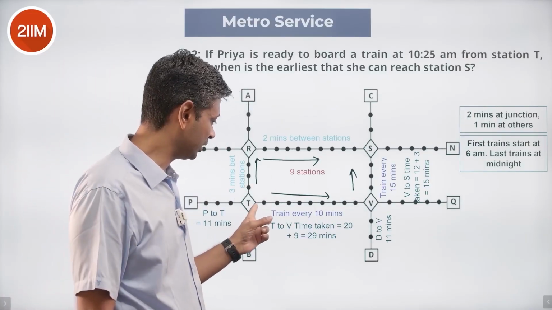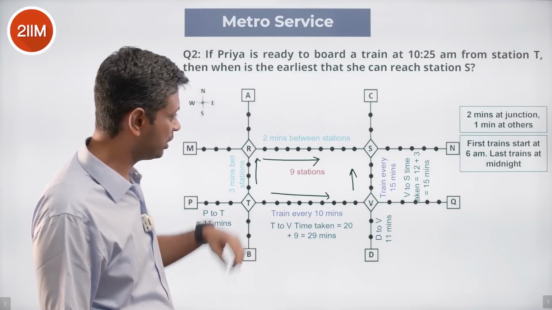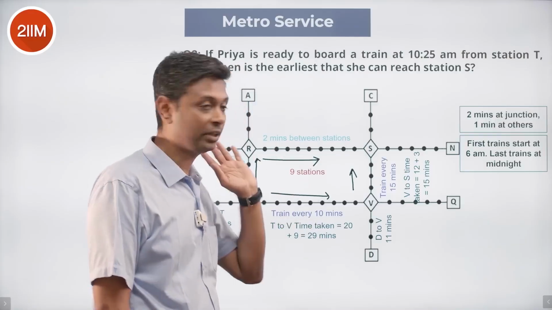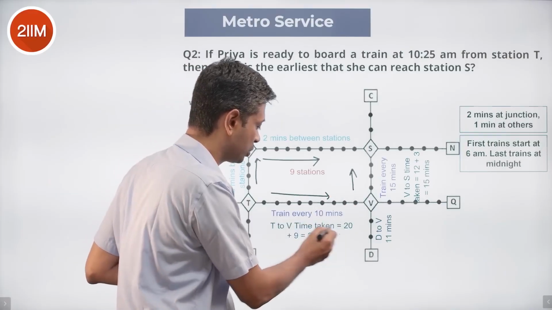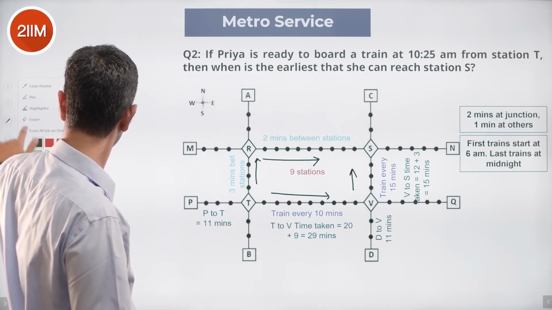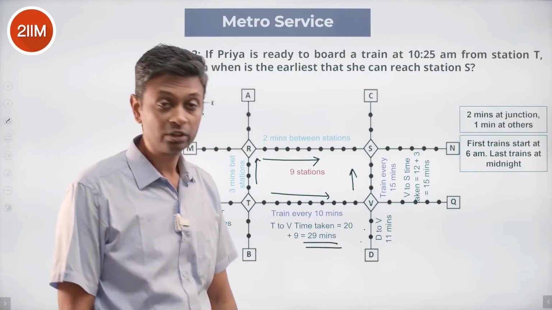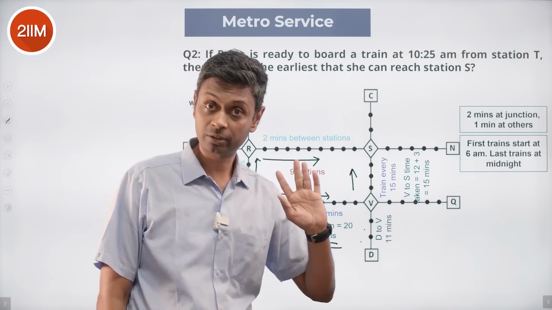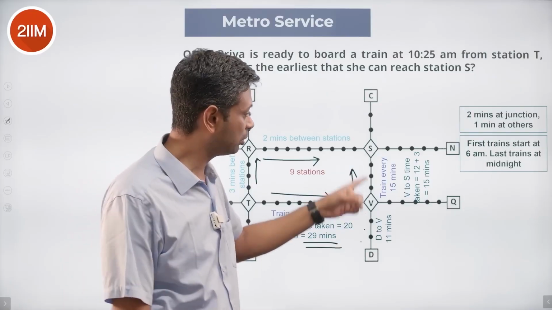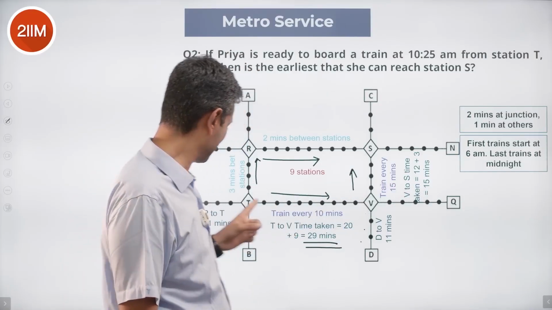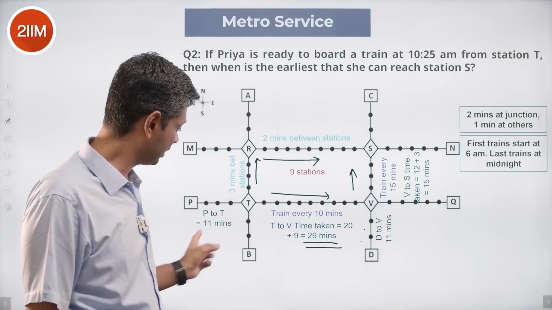So we can say T to V, how long does it take? 2 minutes between stations, 10 such distances, 10 times 2, 20, plus 9 waiting times. This stretch takes 29 minutes. This stretch, 3 into 3, 9, plus 2, 11 minutes. This stretch, 4 into 3, 12, plus 3, 15 minutes. This stretch, 4 into 2, 8, 9, 10, 11 minutes.